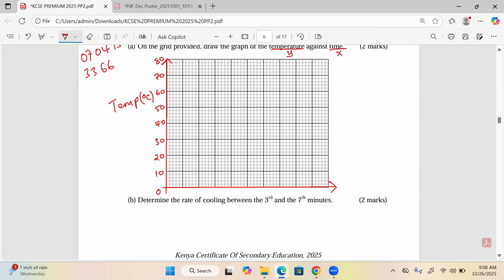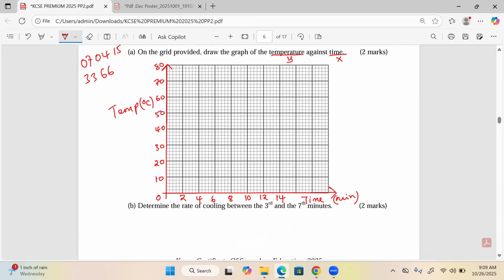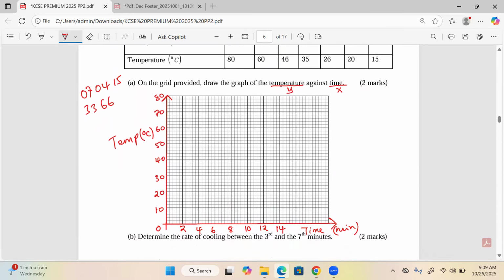Then 0 to 12. So here now we can use 2 minutes, 4 minutes, 6, 8, 10, 12, 14. This is time in minutes. If we use intervals of 1, we will not accommodate up to 12, like that. So 0, 80. Let me plot that.